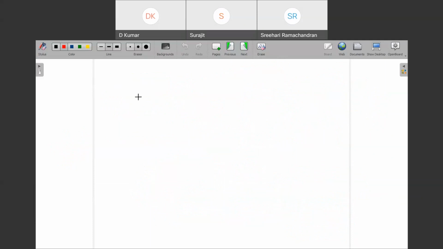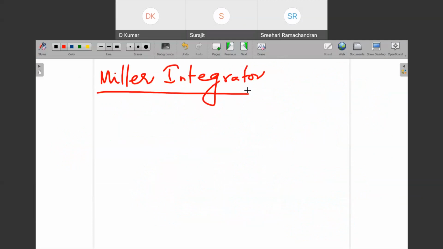So let me put here now the topic: Miller integrator. Now you will understand Miller integrator. Guys, you can draw the circuit yourself without looking at the screen, right? If someone asks you, can you draw the integrator circuit, you will say yes, sir. How? You start with network analysis, network concept.